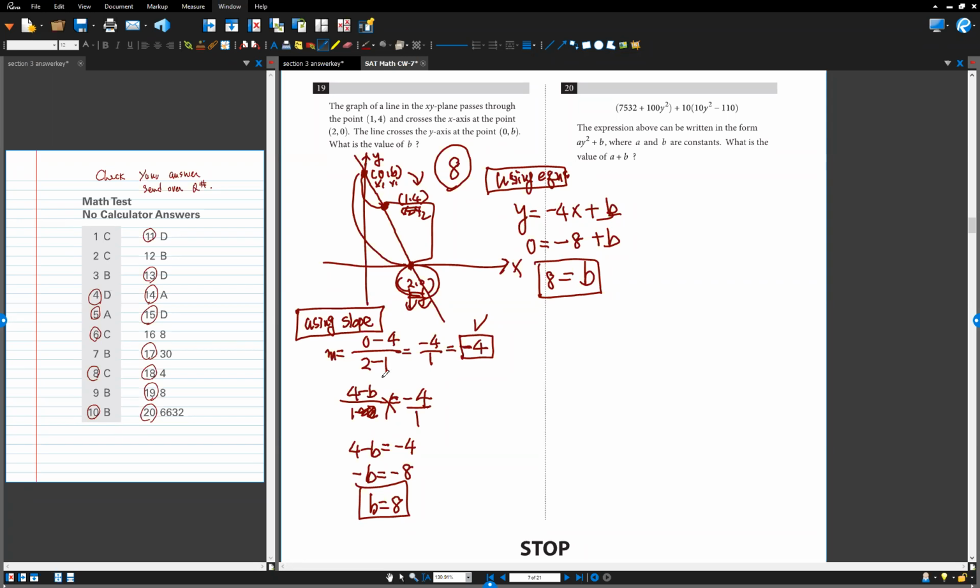Okay, that is number 19. Any questions on number 19? Any question about this? Using slope, using equation.